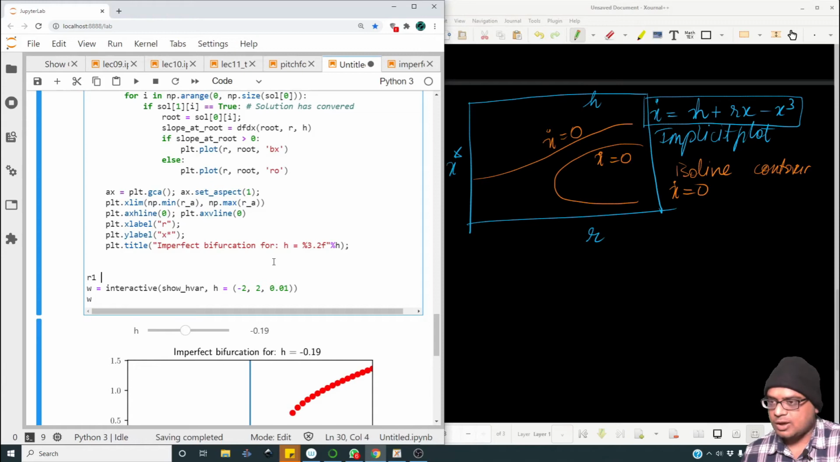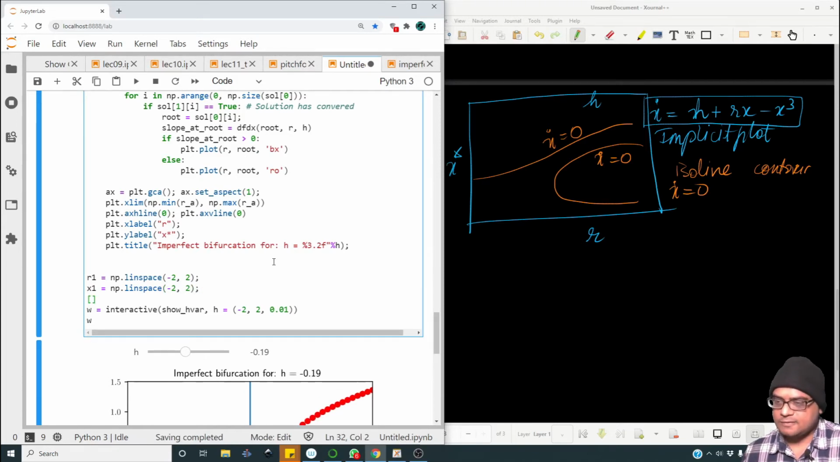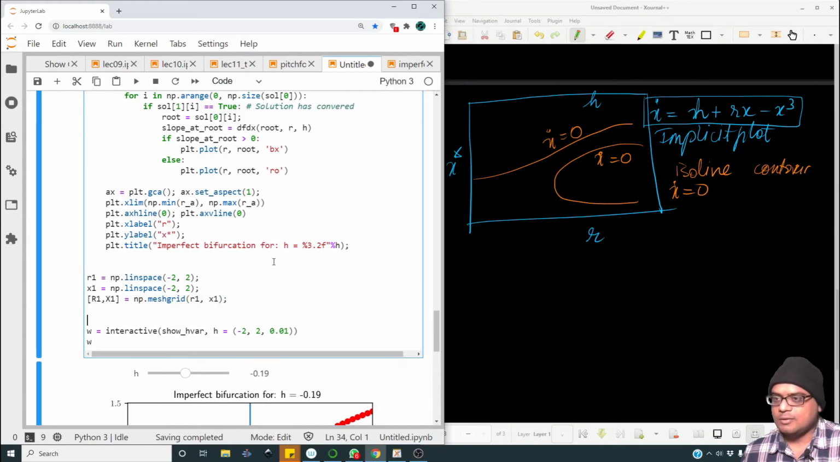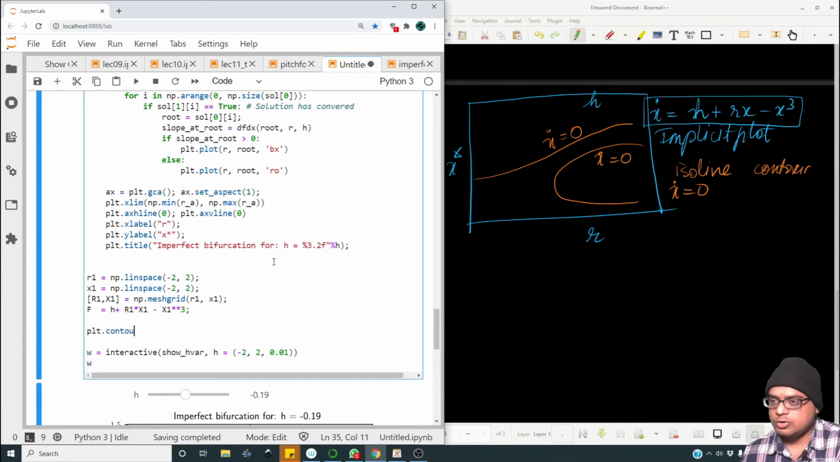So let me do this. r1 equal to np dot linspace minus 2 to 2, x1 equal to np dot linspace minus 2 to 2 again. Then we will have r1 comma x1 equal to np dot meshgrid of r1 comma x1. Now we will define the function f as h plus r times x1 minus x1 cubed. In fact, this has to be r1. Then we will do plt dot contour r1 comma x1 comma f.